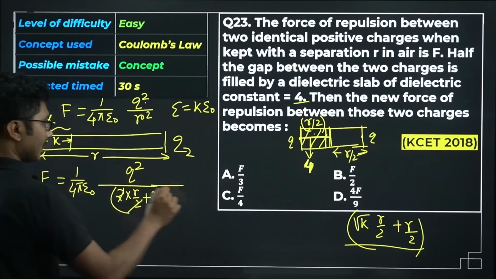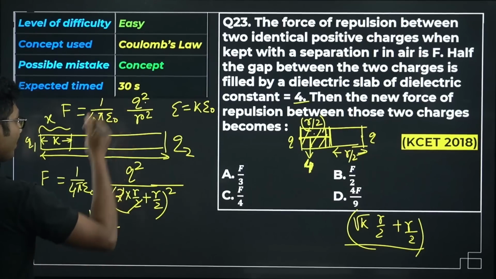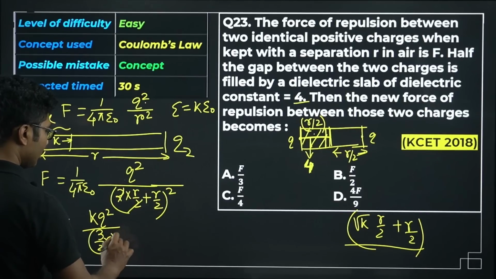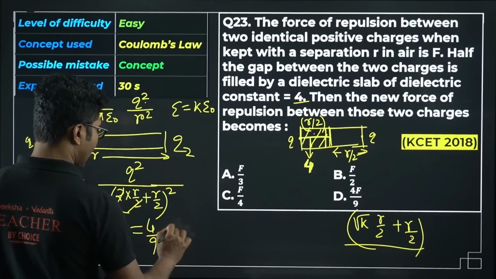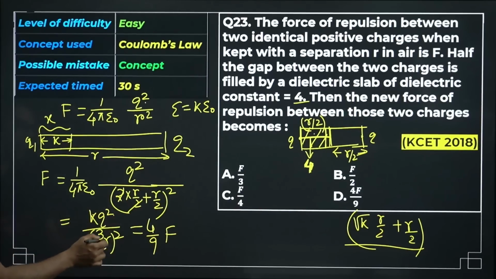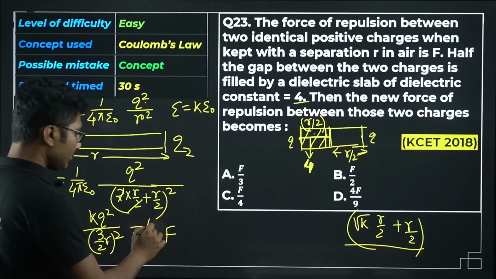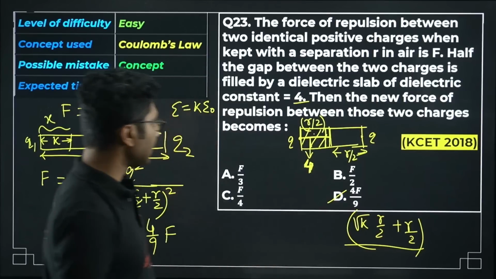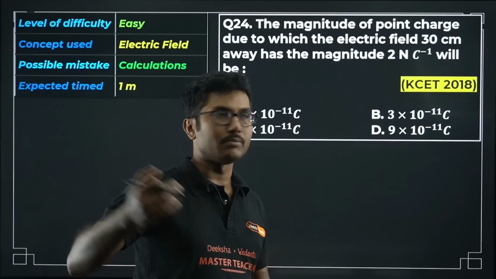So the entire thing, there is a square also, so I am writing it as kq square, into 1 by 4 pi epsilon naught, so 3 by 2 r whole square, so it will be 4 by 9, okay, into f. So obviously kq square by r square is f, and this is 9 by 4, so if you take it opposite it will be 4 by 9. So it will be 4 by 9 into f. So the correct answer is option D. Little long, but you can solve it quickly if you remember the formula.